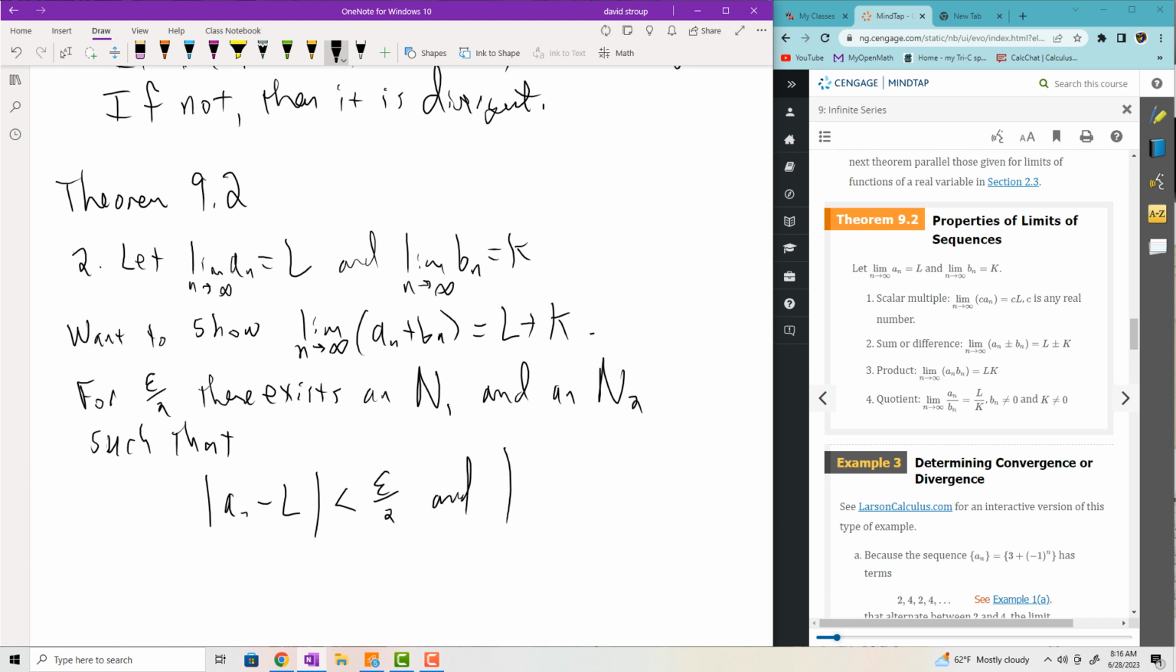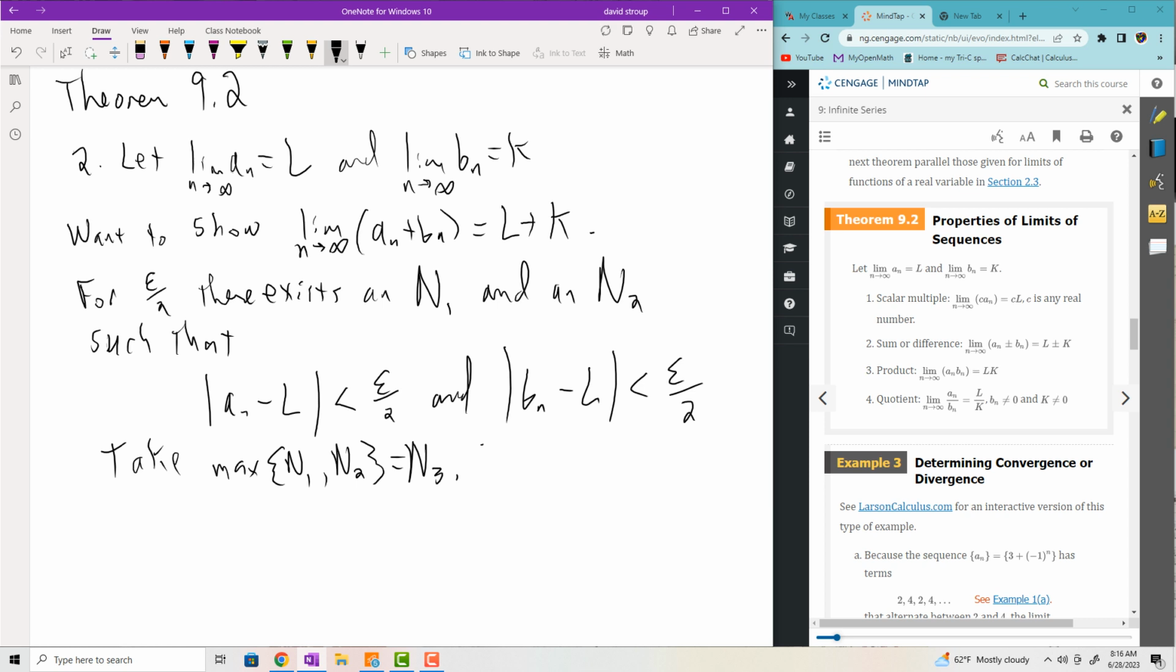And going past this other number n2, we could say that b sub n minus k will also be forced to be less than epsilon over 2. Okay, then we can kind of take the maximum of those two numbers. So we'll take the max of n1 and n2 and call that n sub 3. And in that case, those two inequalities will hold.